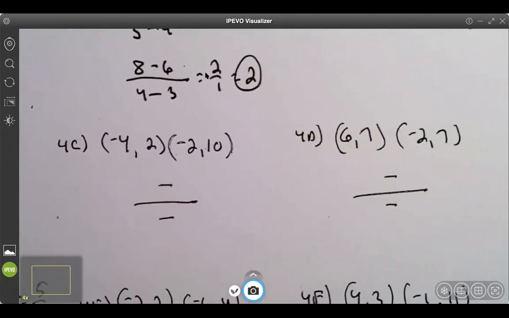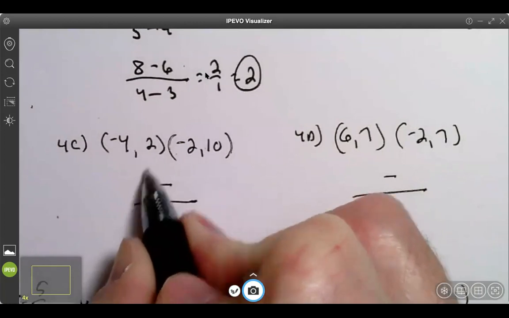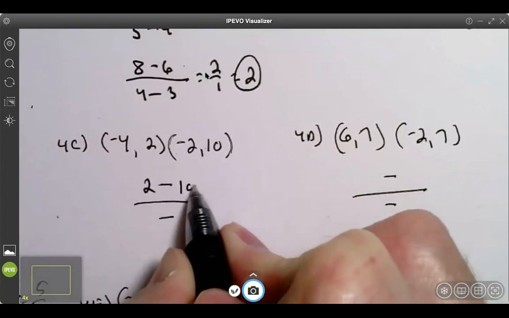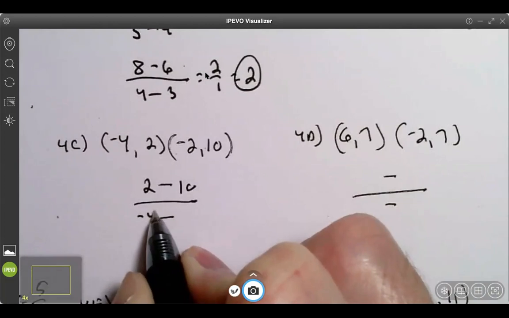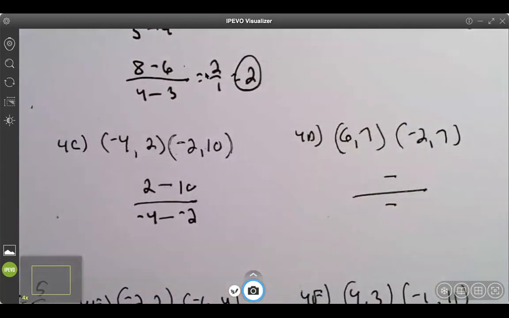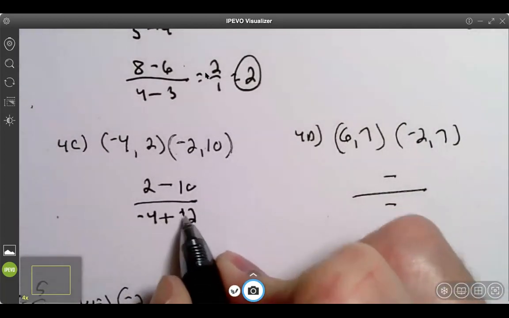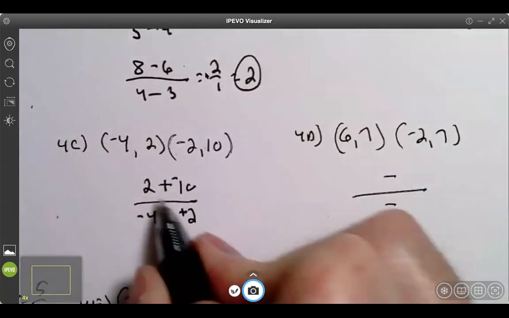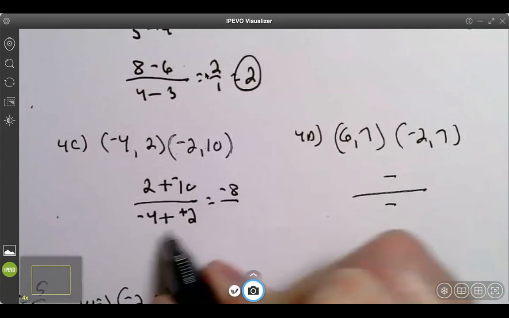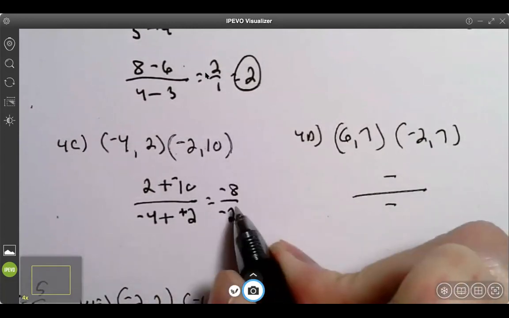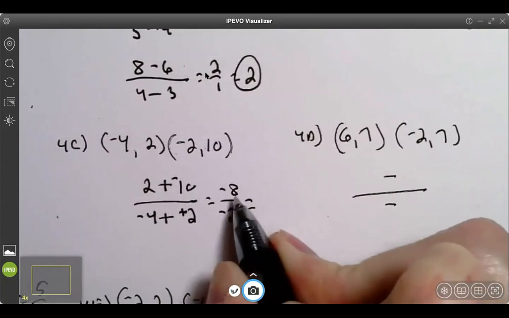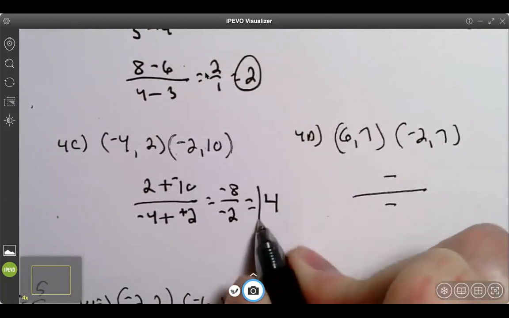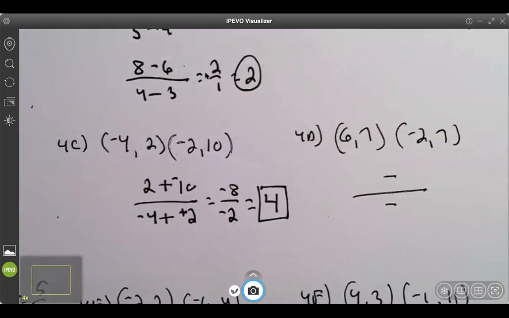Try 4c. On 4c, I see I'm going to be dealing with negatives either way, so I'm just going to go left to right. 2 minus 10 on top for the y's, -4 minus -2 on bottom for the x's. I'm going to change that to plus positive. I'll change that to plus negative. 2 plus -10 is -8. -4 plus 2 is -2. Same sign, positive answer, and 8 divided by 2 is 4. So your answer is +4.